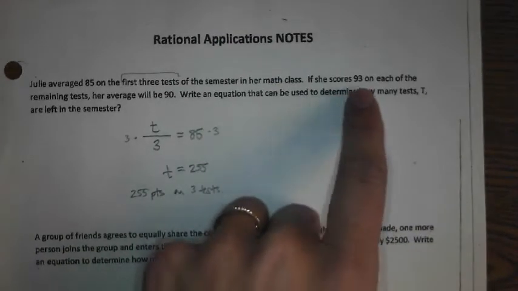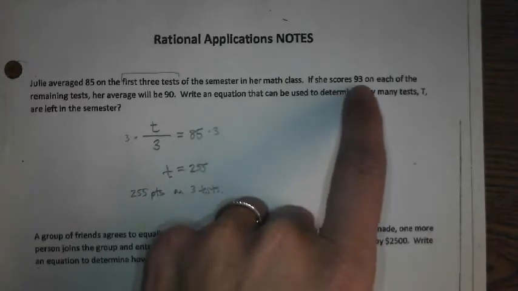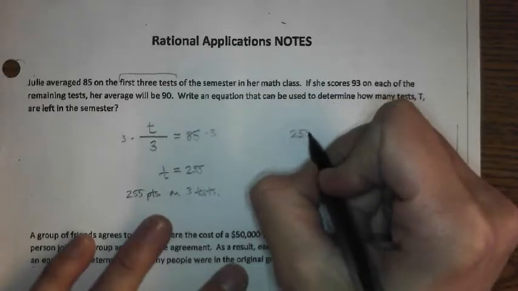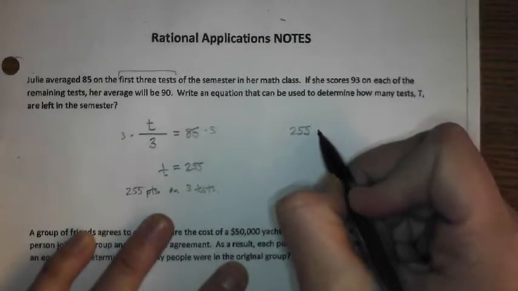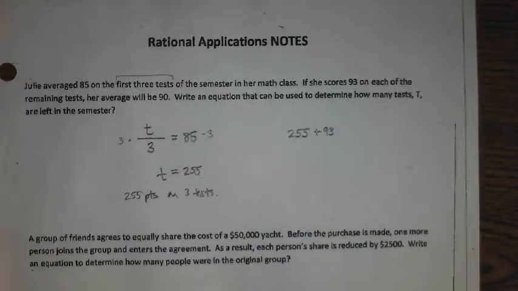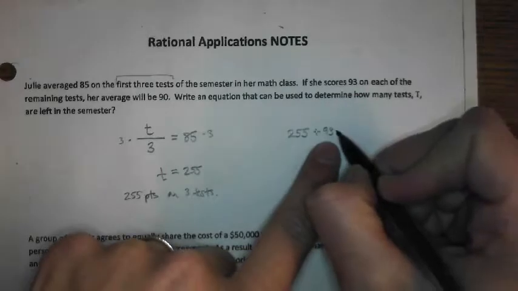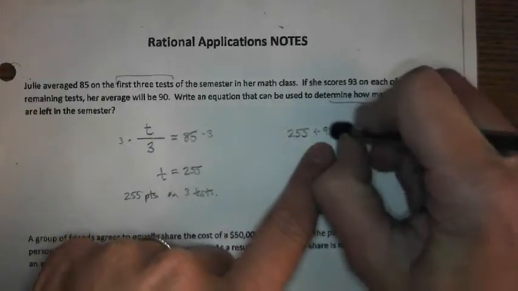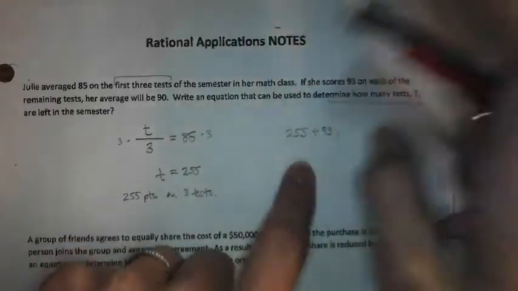This tells us that she's taking more tests. If she scores a 93 on each of the remaining tests, her average will become a 90. Okay, so far she's got 255 points on her 3 tests. She's going to score and add a 93. How many more tests does she have to take? What'd you say, Jordan? We don't know. So she's going to get a 93 X more times. Well, actually, let's use capital T because they say determine how many more tests are left. So we'll use capital T because they told us to.